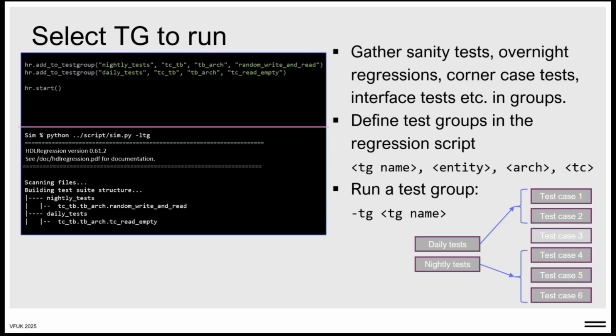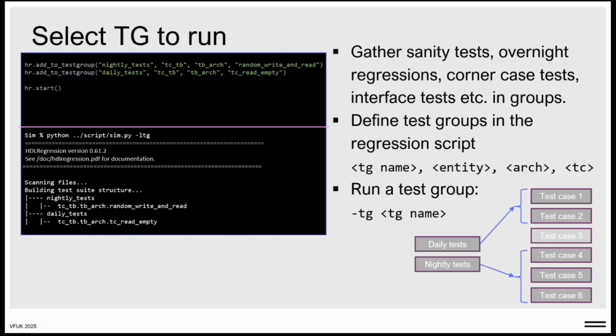HDLRegression has something called test groups, and we can use test groups to define daily and nightly regressions. For small designs, one probably would run a full regression every time, but for large projects, we should have a good test strategy and use test groups. So we can define test groups for short daily sanity tests and test groups for long tests that should only be nightly regressions or on milestones.